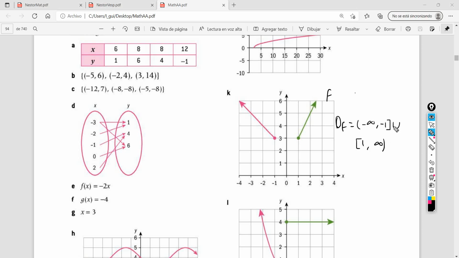Remember, this symbol, union, basically serves kind of like an addition. It's like all this part of the domain from minus infinity to minus 1, and then we make this jump to 1 to infinity, and that's it. So it's all of these numbers plus all of these numbers, and that's made explicit through this symbology. So that's the domain of this function.